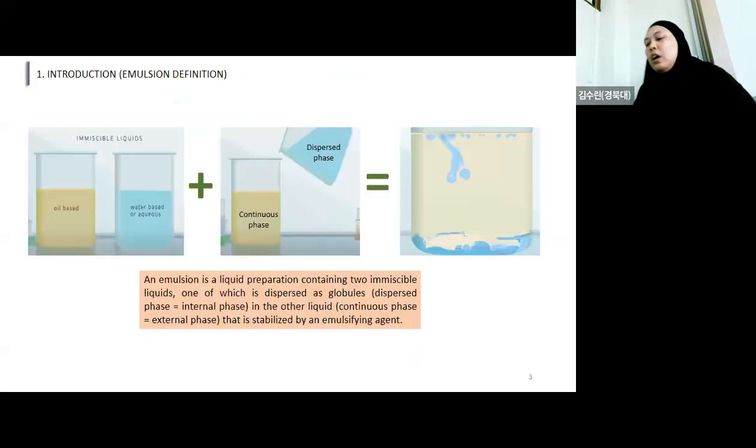So first, I will explain the emulsion definition. What is an emulsion? An emulsion is a liquid preparation containing two immiscible liquids, one of which is dispersed as globules in another liquid. As you can see here, immiscible liquids are two liquids that cannot be mixed together because they have different polarity. So from here, the dispersed phase will be put into the continuous phase. And as you can see in the third picture, they cannot be mixed together. So here comes the function of emulsifier.